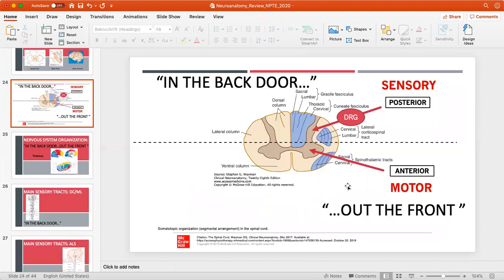And this is another picture that really describes in the back door, so sensory information coming in that DRG to that dorsal horn, out the front. So motor information coming out the front, and this is that anterior horn cell that lives in the front, or the anterior side of the spinal cord.